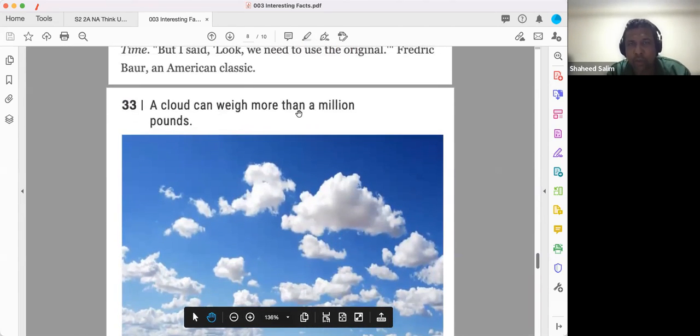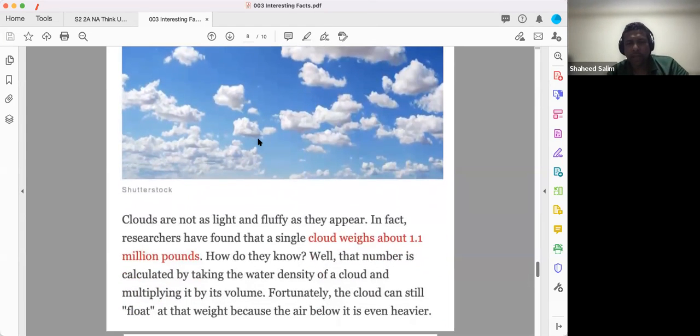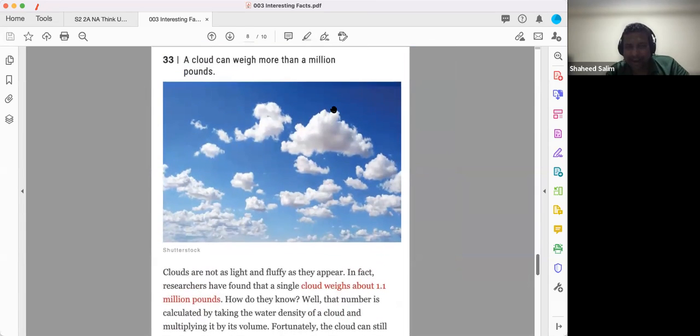This I didn't know. A cloud can weigh more than 1,000,000 pounds. So how is it possible? One cloud is more than 1,000,000 pounds, how many elephants is that? 1,000,000 pounds is roughly about, let's say, 300 to 400,000 kg. It's about 300,000 elephants. So I assume, first of all, the cloud got to be big. But how do they get this number?